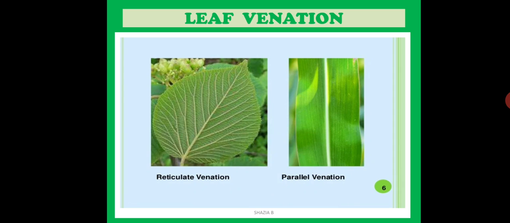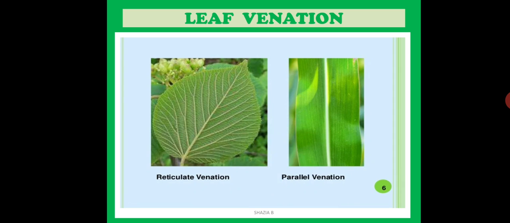The second one, as we can see here, is the parallel venation. Here all the veins run parallel to each other in a lamina. They are aligned and have a specific design, properly designed, properly arranged, and they run parallel to each other in lamina. Examples are banana, bamboo, cereals and grains.